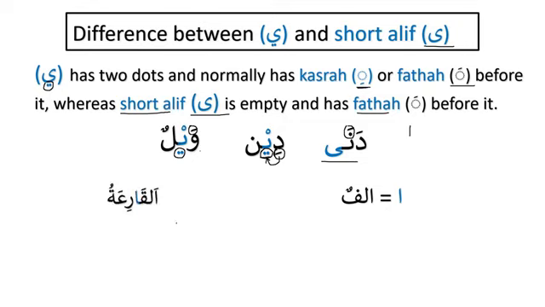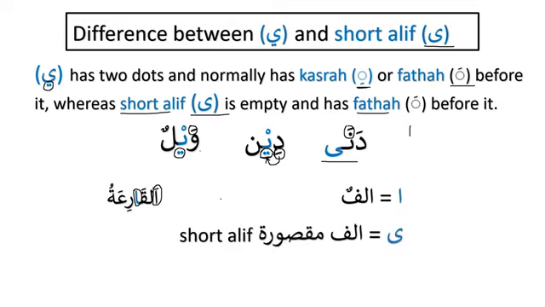Alif. The blue one, right? Hamza. Yeah, in the beginning we have hamza, and in the middle we have alif, and as I said, that alif will never come in the beginning of the word. Then we have alif maqsura, and now you can see it's called short alif, so it has a different name.